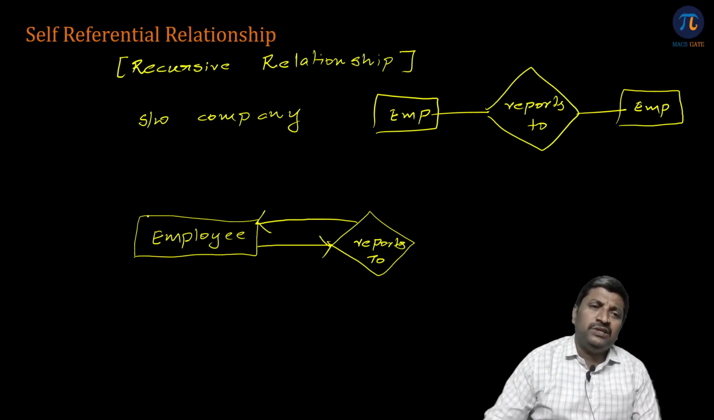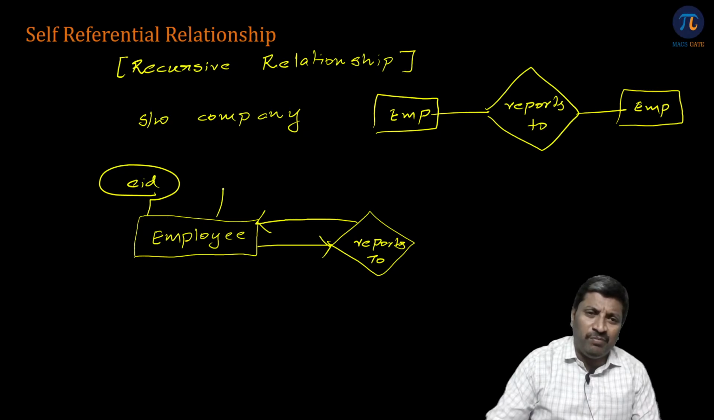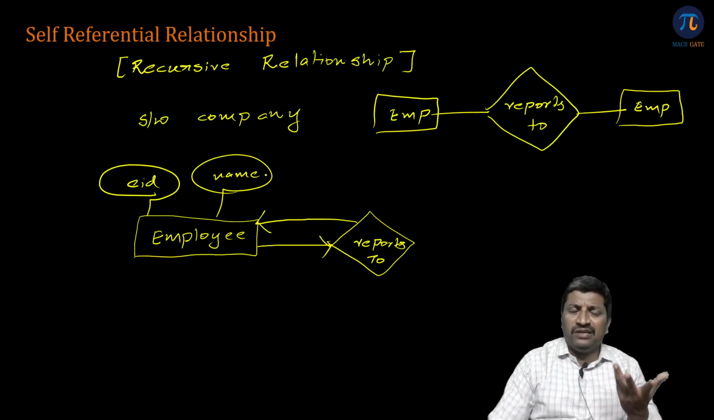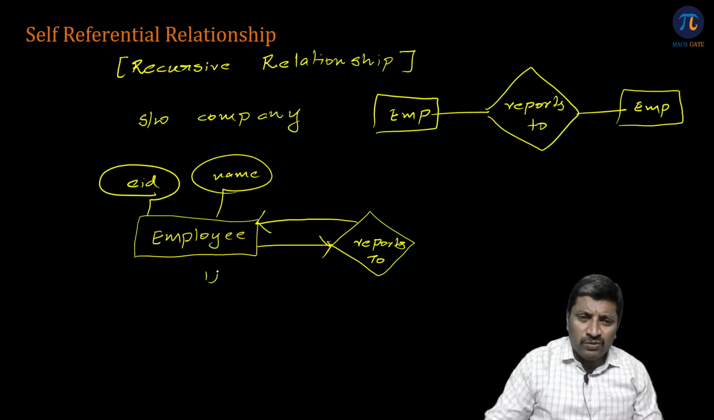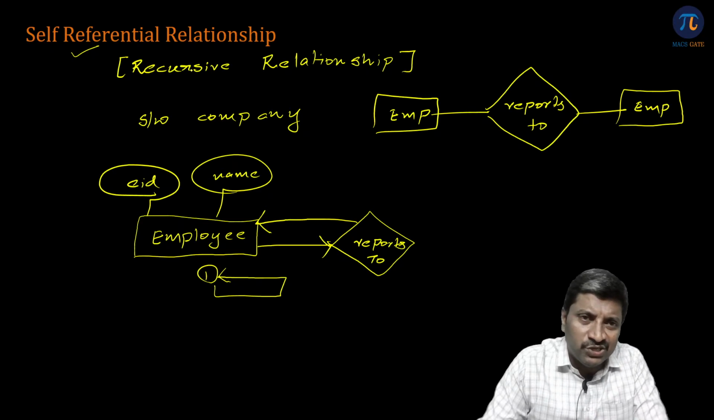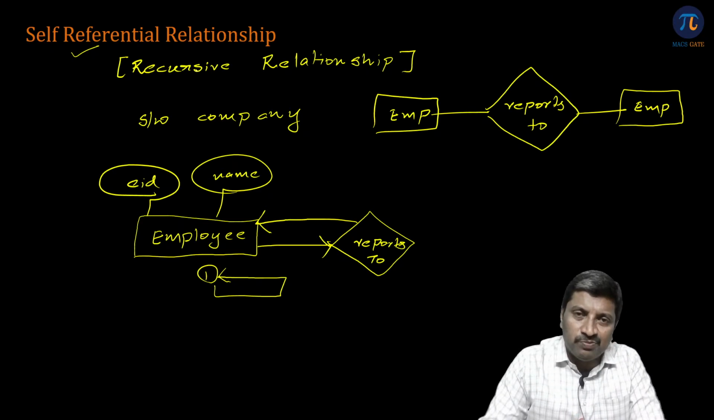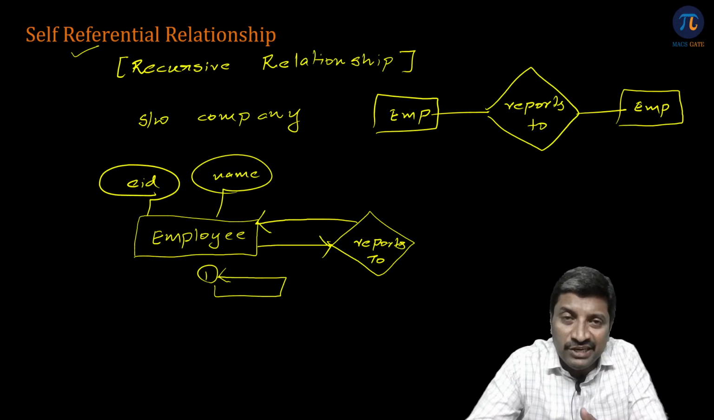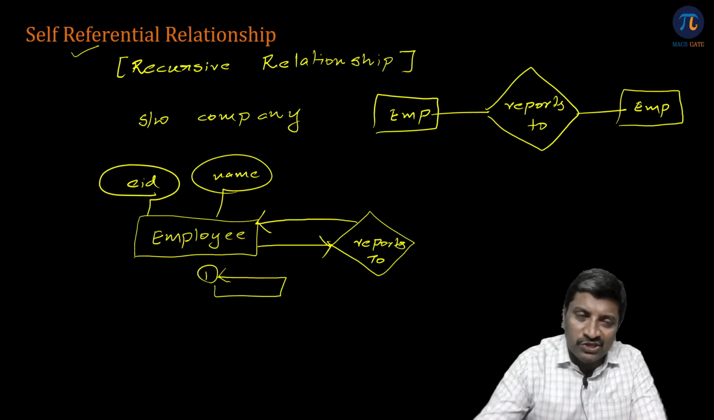Hope you understood it. So for this employee, you may have so many attributes, sir. Employee ID, name, age, salary, or cadre, like that we can have so many, sir. So it is participating with itself. So this is an example of a self-referential relationship or recursive relationship. So we have seen mainly three types of relationships, sir. Binary relationship, ternary relationship, and recursive relationship.